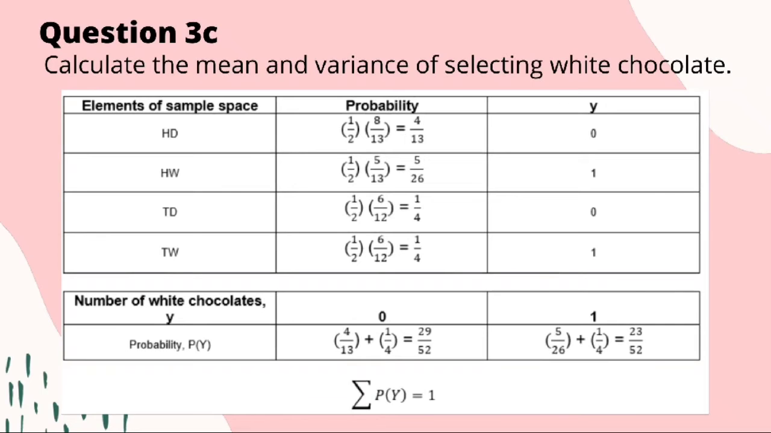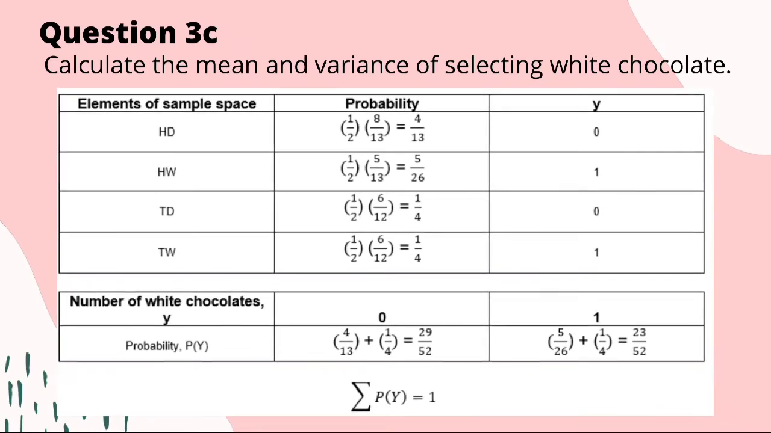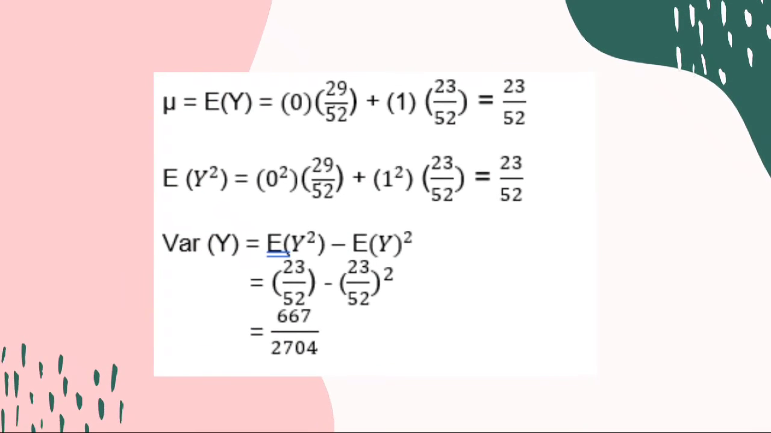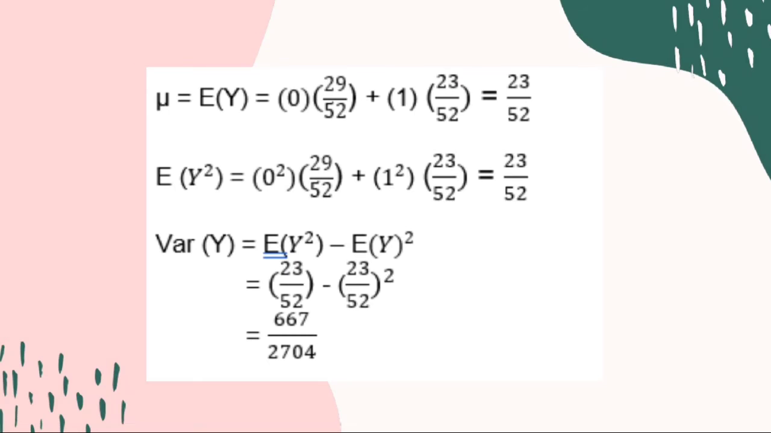Then I make the second table, in which first row is number of white chocolates y and second row is probability Py. For y equal to 0, the probability is 29 over 52, and for y equal to 1, the probability is 23 over 52. So the total of Py equal to 1. Then I can find the mean. So the formula of mean is mu equal to sum of y multiplied by P(y), equal to 0 multiplied by 29 over 52 plus 1 multiplied by 23 over 52, equal to 23 over 52. So the mean is 23 over 52.